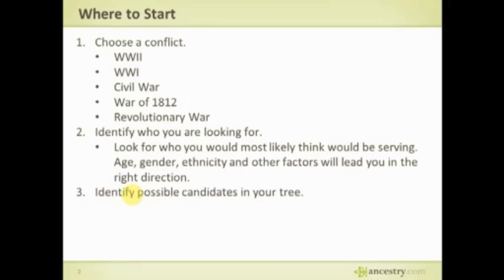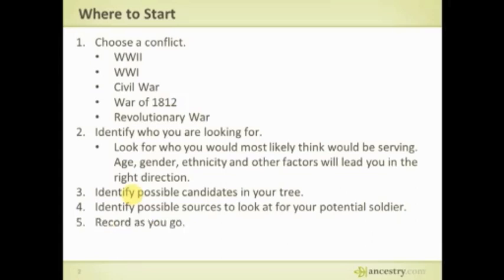Identify the possible candidates in your tree. I'll show you some tricks on how to do that. Then identify possible sources to look at for your soldier. This is really important. Just don't go all willy-nilly. Well, you can if you want. Sometimes that's fine. But if you know the places you want to look or where you should start, that'll help you feel organized and it will help you feel like you're doing the right thing at the right time.